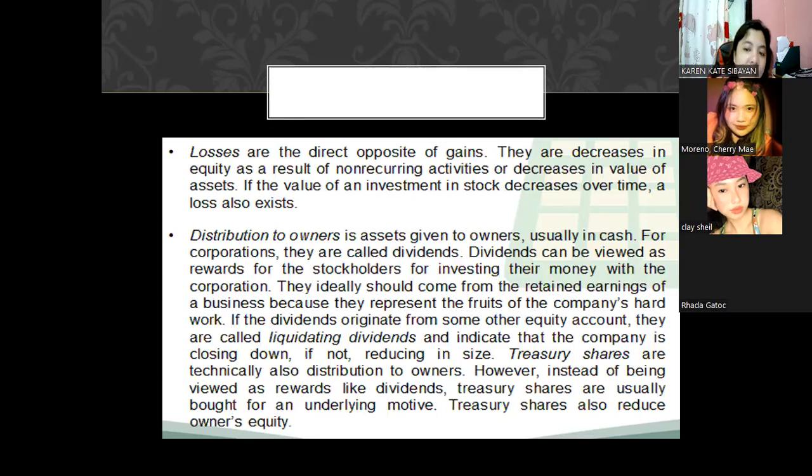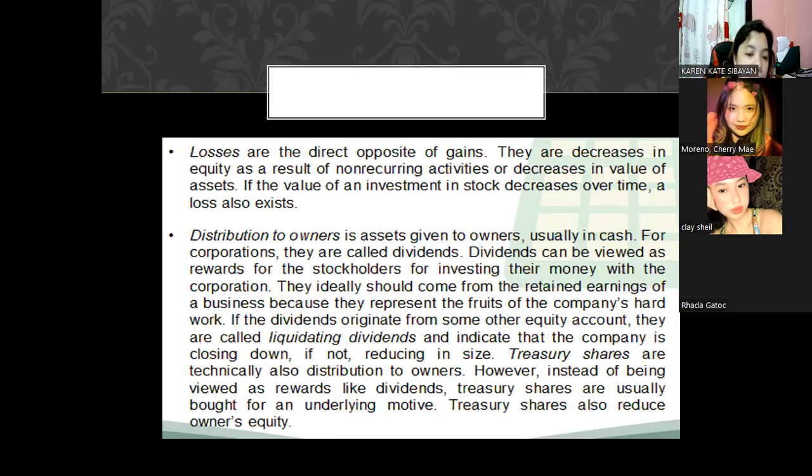Anyway, they are decreases in equity as a result of non-recurring activities or decreases in value of assets. So, ang nangyari sa akin, it decreases the value of assets. Nabili ko siya sa 1,000. Unfortunately, dahil bumaba yung value niya, nag-decrease siya. So, hindi ako nag-gain but instead, mayroon akong losses.